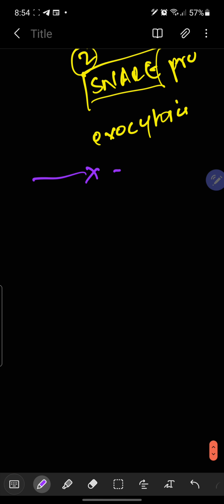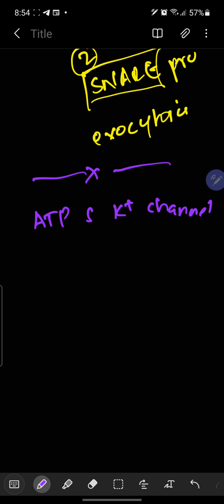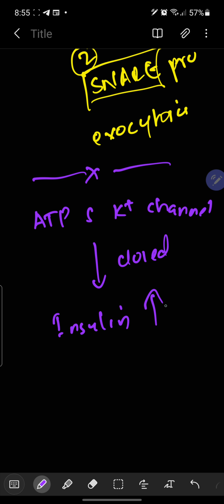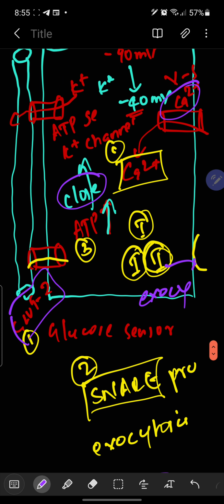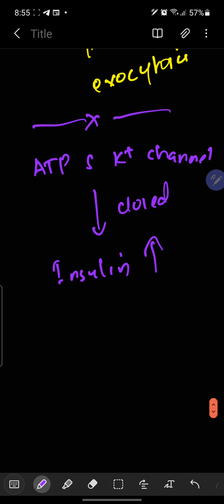Now, two pharmacological aspects discussed here are about ATP sensitive potassium channels. When ATP sensitive potassium channels are closed, insulin secretion increases. You can see here, when the ATP sensitive potassium channels are closed, the insulin secretion is increased.